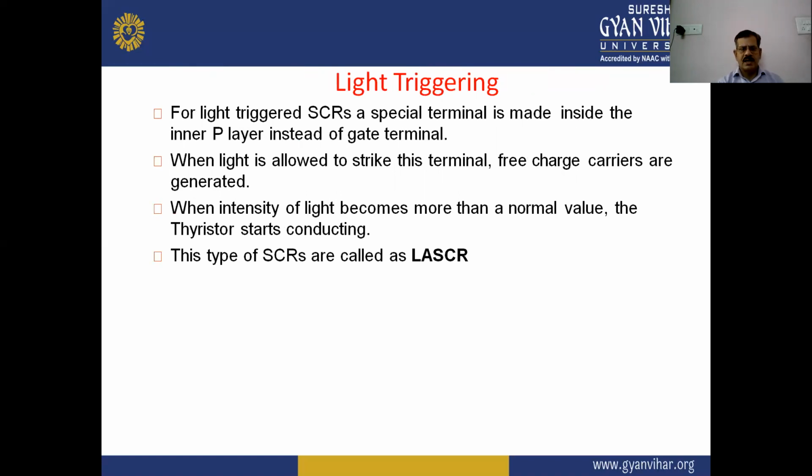Next one is the light triggering method. In this method, for light triggering SCR, a special terminal is made inside the inner P layer instead of gate terminals. When light is allowed to strike this terminal, free charge carriers are generated. And when the intensity of light becomes more than a normal value, the thyristor starts conducting. This type of SCR is called a laser SCR. So this is the light triggering method.